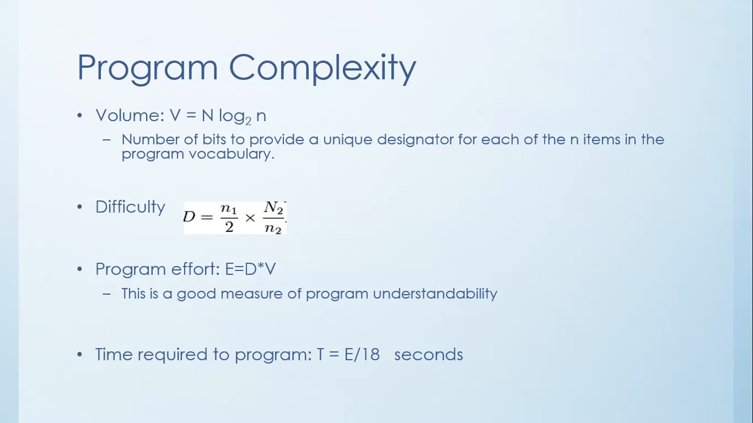The next one is the difficulty of the program. This metric talks to how difficult it is to actually write this program, and the program effort, which is just the multiplication of V by D, is a good measure of how understandable a program is. And the final program complexity metric that people talk about with Halstead is the time required to program something, which is equal to the effort divided by 18, and this time is in seconds.